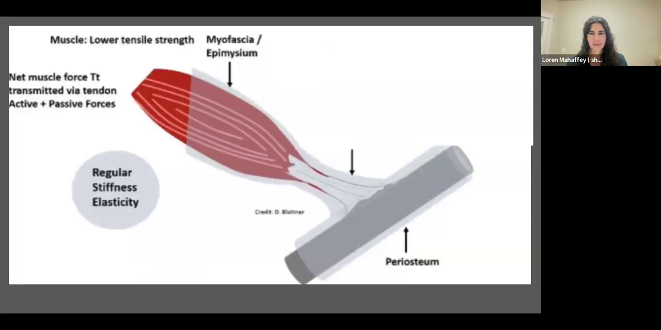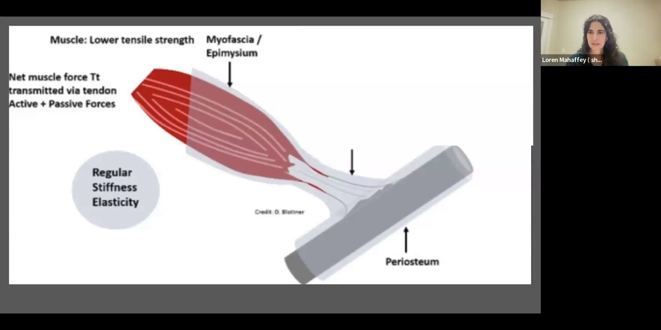And so what I like about this image is it's just showing you the continuation of all of this connective tissue that surrounds the muscle. It's like this gray sheath is the epimysium and the deep fascia becoming tendon, becoming periosteum around the bone. Okay.